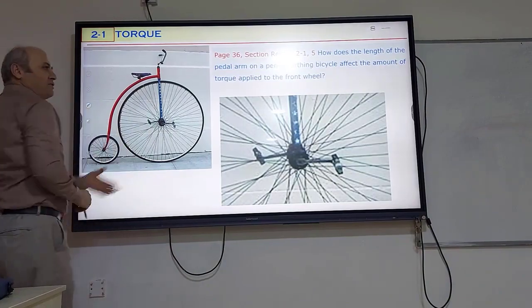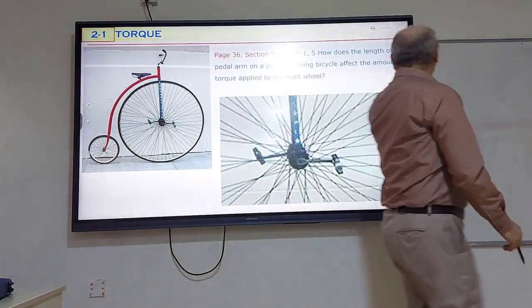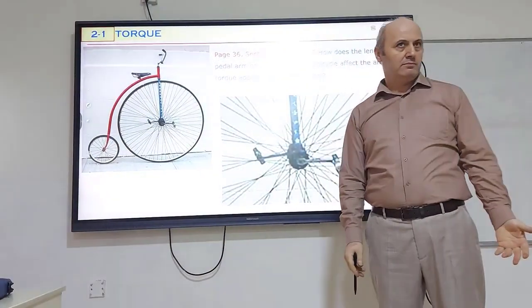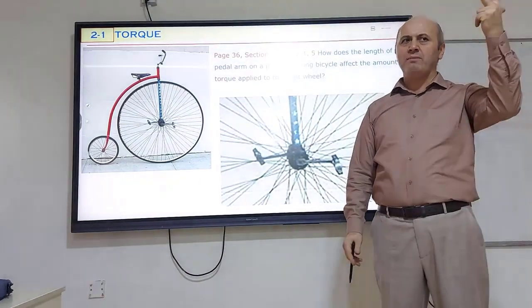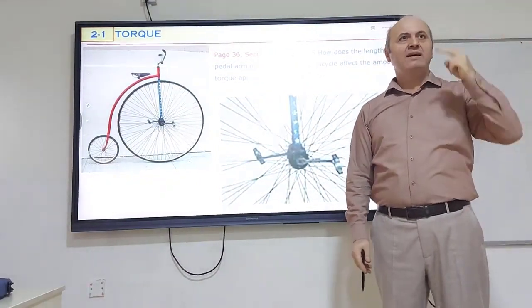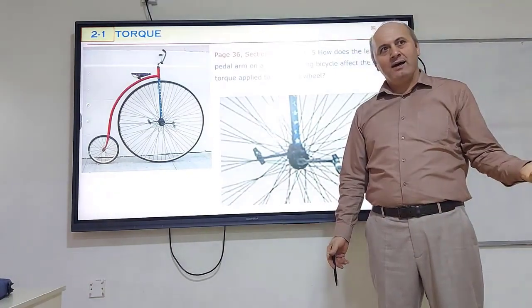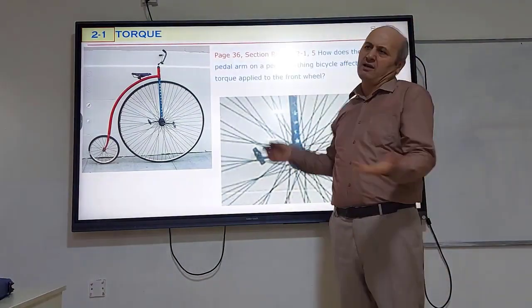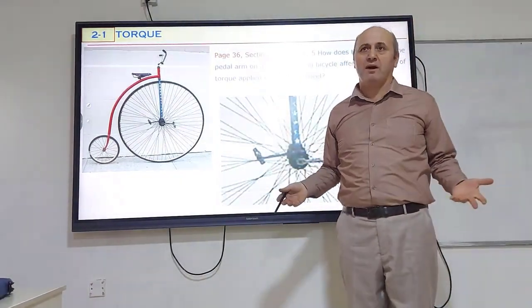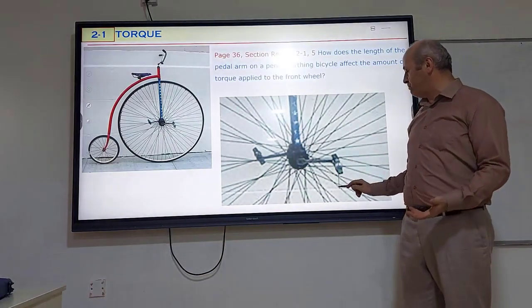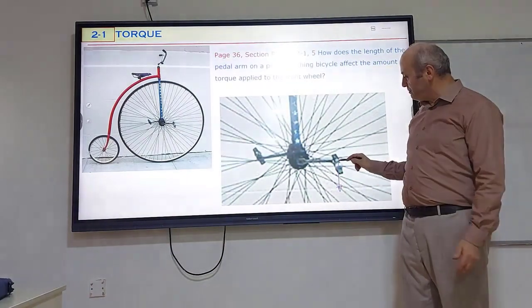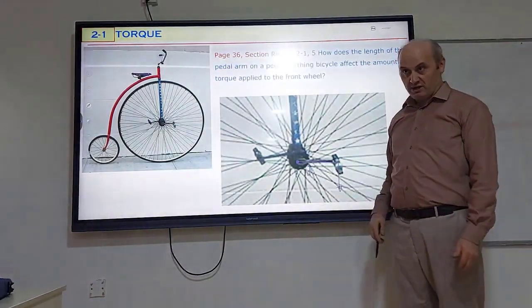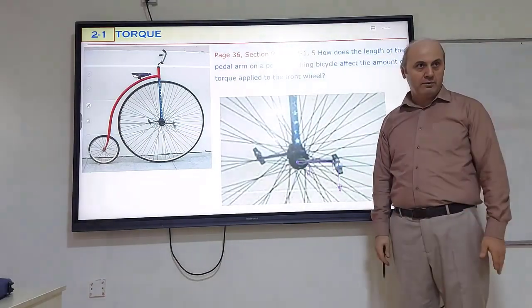Okay, this was one of the examples. How does the length of the pedal arm of a bicycle affect the amount of torque applied to the front wheel? The amount of torque depends on the three parameters we just learned: F, d, theta. The question is asking about the pedal arm. What is the pedal arm? The pedal arm is the distance from the pedal, where you press with your foot, until the axis of rotation, which is d. The angle is 90 because you push it down.